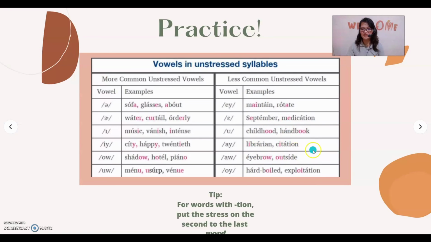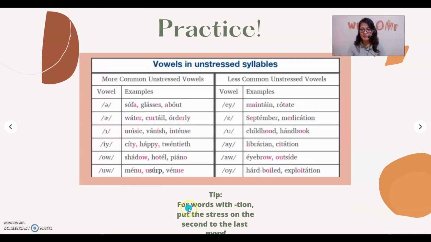Citation. Eyebrow. Outside. Hard-boiled. Exploitation. So see, again, unstressed syllables are the weaker, faster or quicker, unclear sounds. And the stressed syllables are the accented ones, so they are the ones being heard.